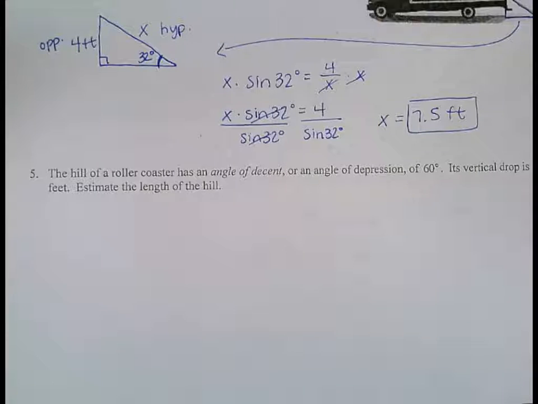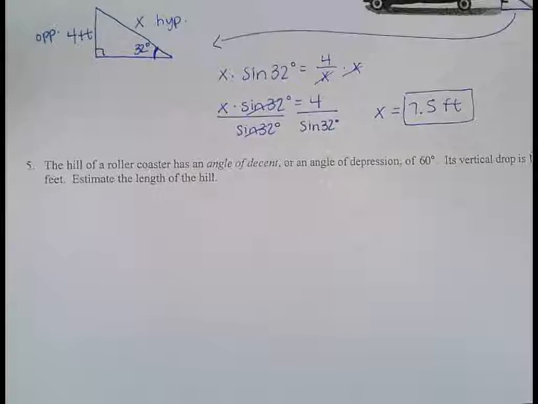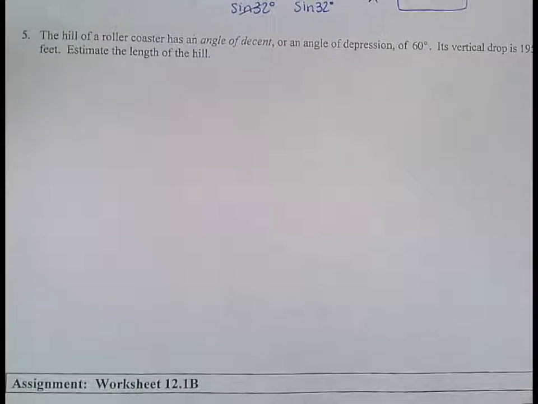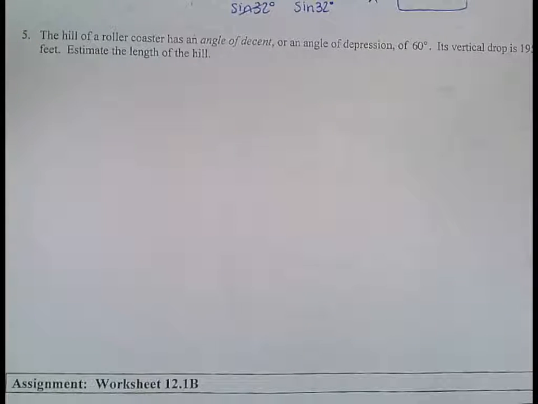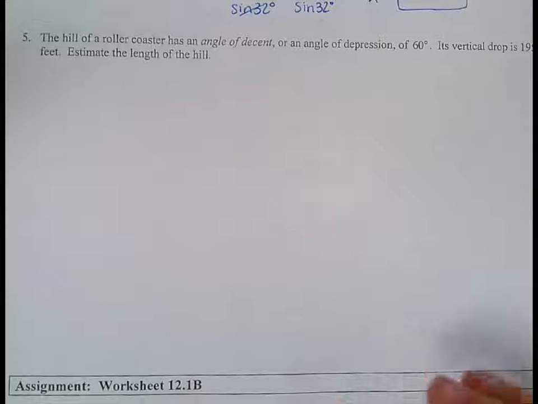We have one more, but for these, you just have to be able to read through. It's very helpful to draw a diagram if one isn't given to you already. So example 5, no diagram is given. The hill of a roller coaster has an angle of descent, which is an angle of depression, of 60 degrees. Its vertical drop is 195 feet. Estimate the length of the hill. Picture you're on a roller coaster going down that hill.